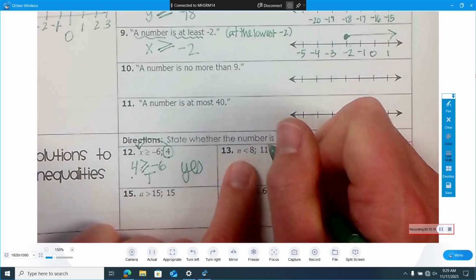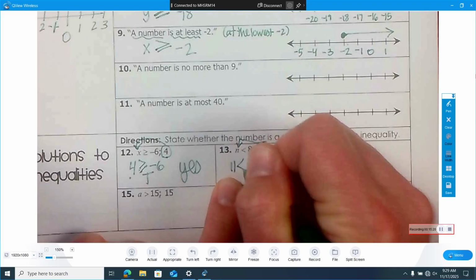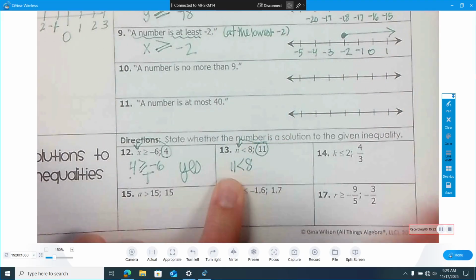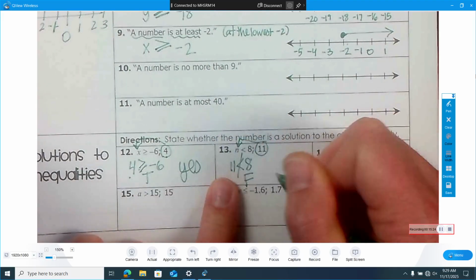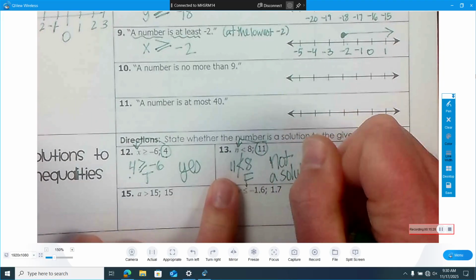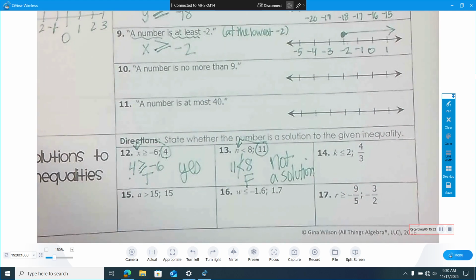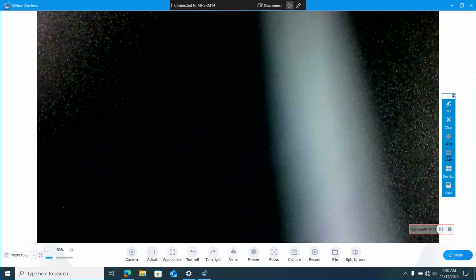So number 13, I'm going to take 11 and replace the n. Is 11 littler than 8? No, that's a false statement. So 11 is not a solution. So it's a true-false game. True means yes, a solution. False means not a solution. All right? Questions on that? Easy? True, false? Okay, turn the page.